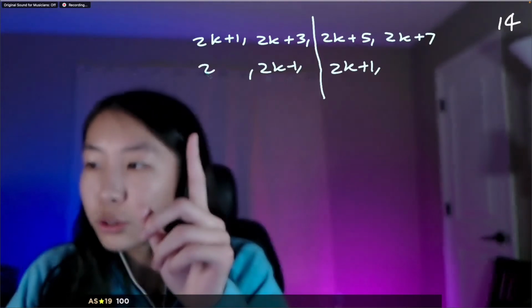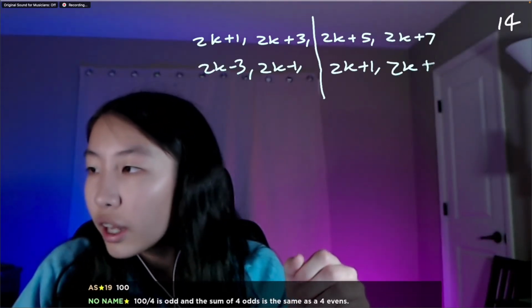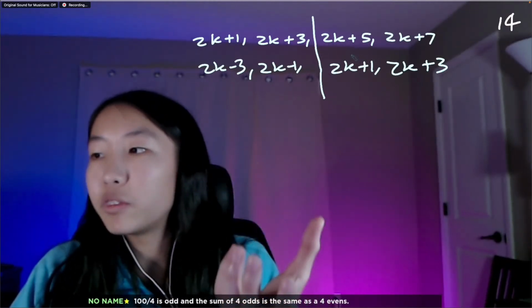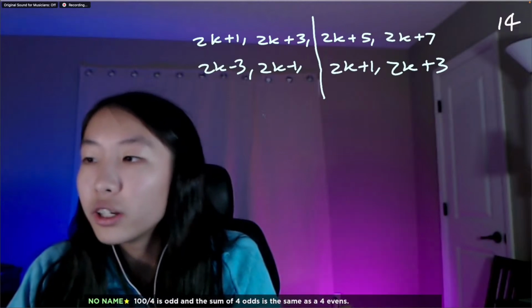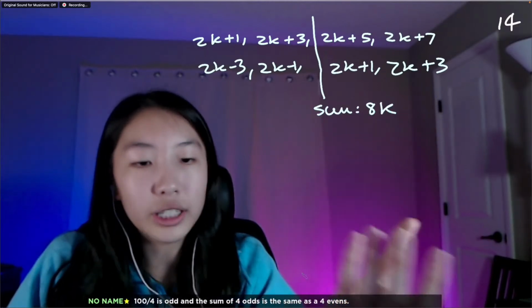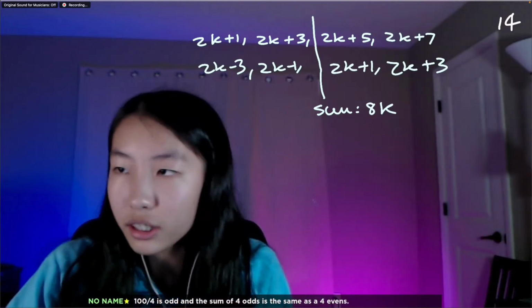Over here, that's 2k minus 3, and at the very right, that's 2k plus 3. Notice that when you add these all together, the 1s and 3s cancel out. So our sum is just 8k, which makes it very clear that we need a multiple of 8. And then we finish off the same way as Kevin did.